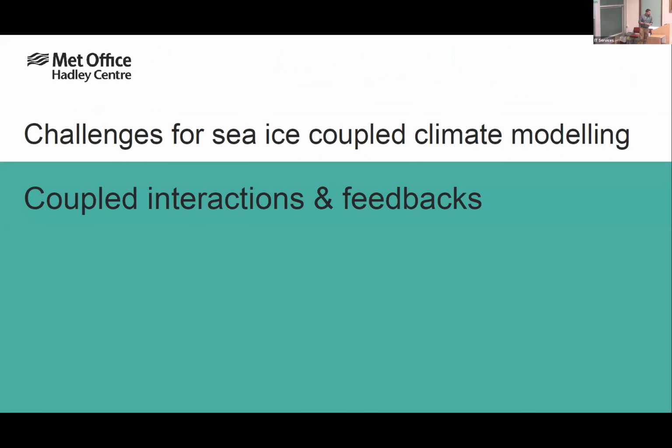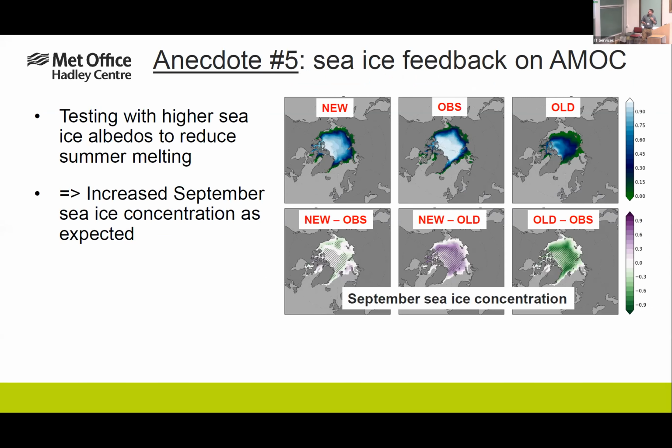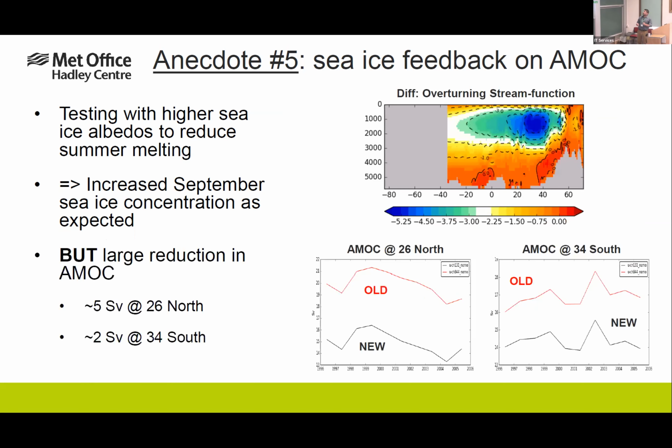So finally, I want to talk about coupled interactions and feedbacks. This is one we've recently been looking at with the sea ice. We made some changes to the sea ice albedo. So we get this model here on the left. It looks a lot more like the observations than the old one did, which has pleased people. And you can see these are the differences from the observations. This is September. But then now the ocean people are complaining that the AMOC is being destroyed.